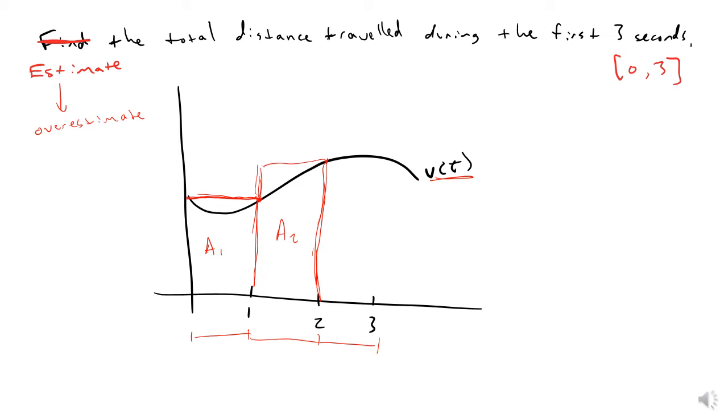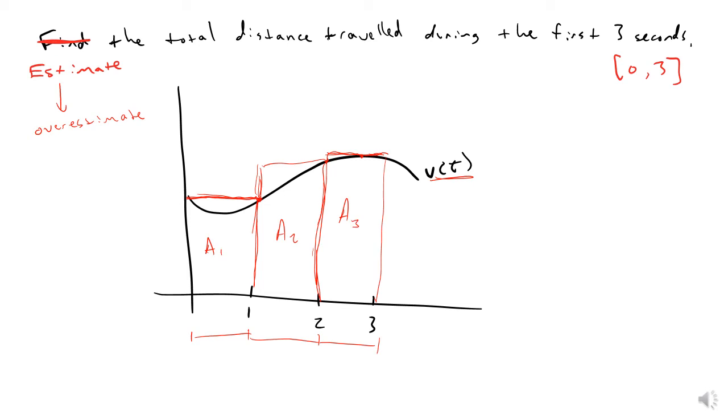From time 2 to time 3, pick the highest point. I don't know, maybe it's around here. And then draw your rectangle, and the area of that rectangle gives you an estimate to how far you traveled from time 2 to time 3.